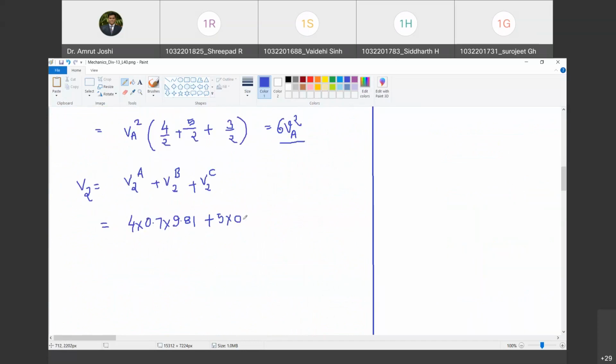Into 0.6 into 9.81. If anyone has a doubt, unmute yourself and let me know. Meanwhile, Kunal, can you unmute yourself? Kunal.